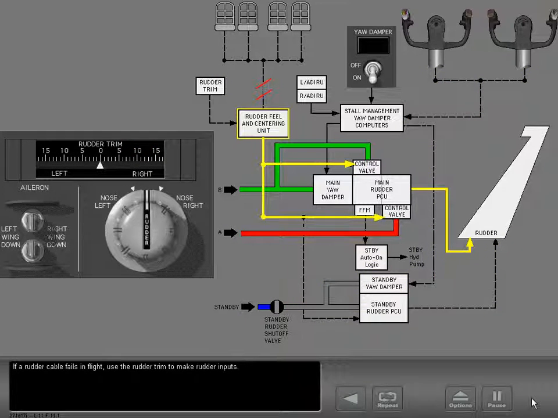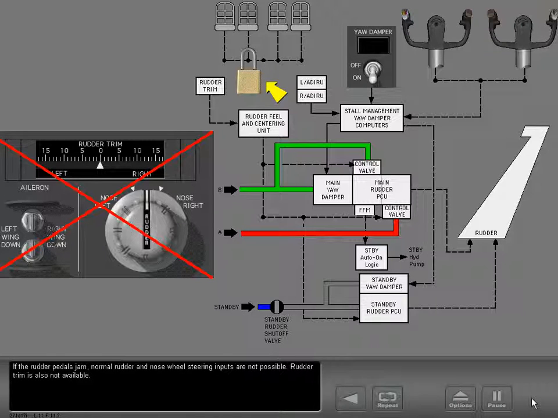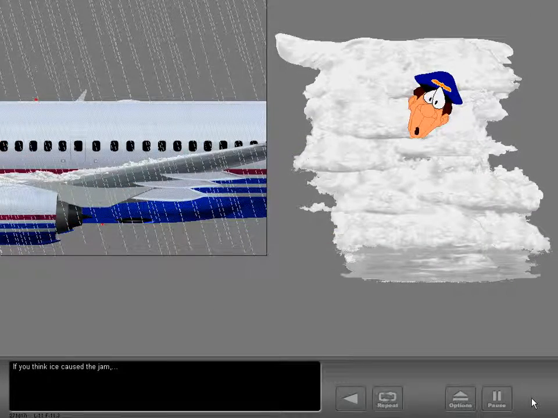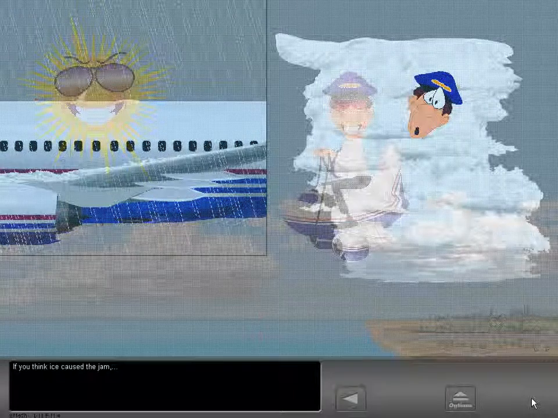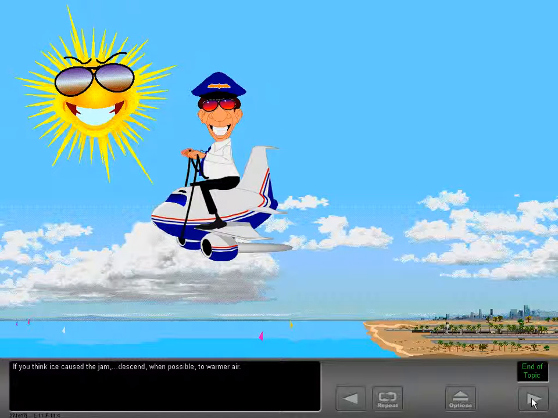If a rudder cable fails in flight, use the rudder trim to make rudder inputs. If the rudder pedals jam, normal rudder and nose wheel steering inputs are not possible. Rudder trim is also not available. If you think ice caused the jam, descend when possible to warmer air.